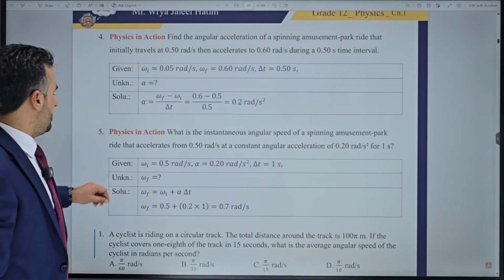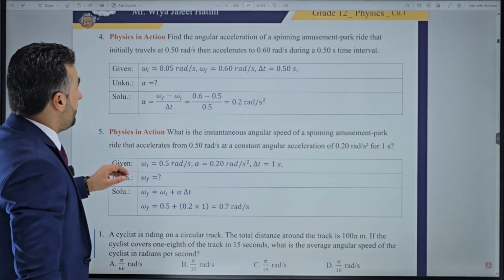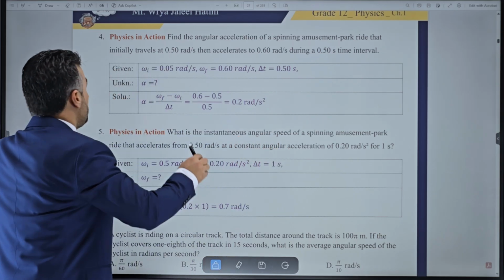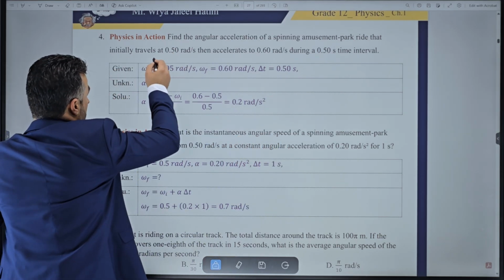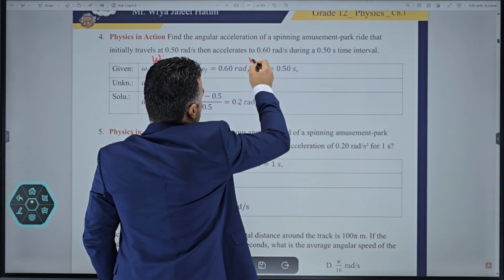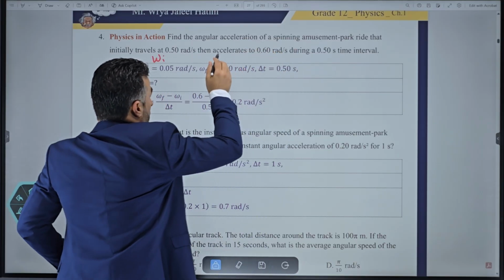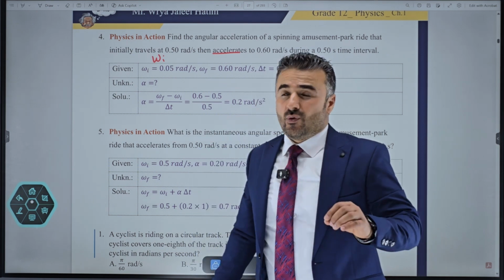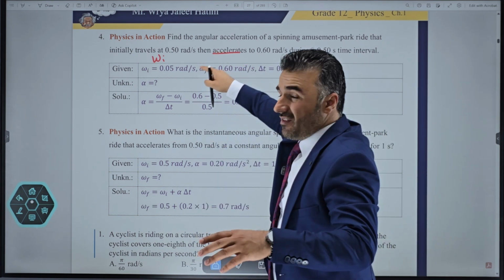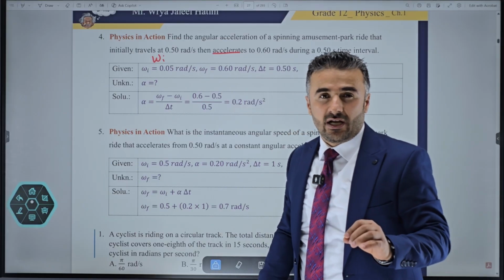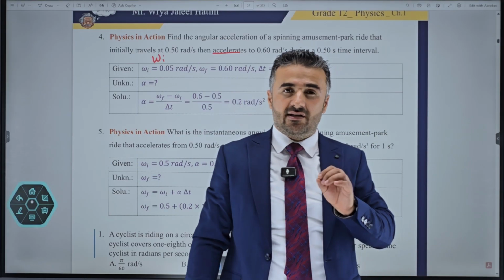Regarding this question, it says, find the angular acceleration of a spinning amusement park ride that initially travels at this much. Initially travels, this is omega initial, then accelerates at this much. But don't forget, when it says accelerate here, the number right after accelerate does not necessarily mean this is the acceleration. So always double check with the unit of the number that is given.